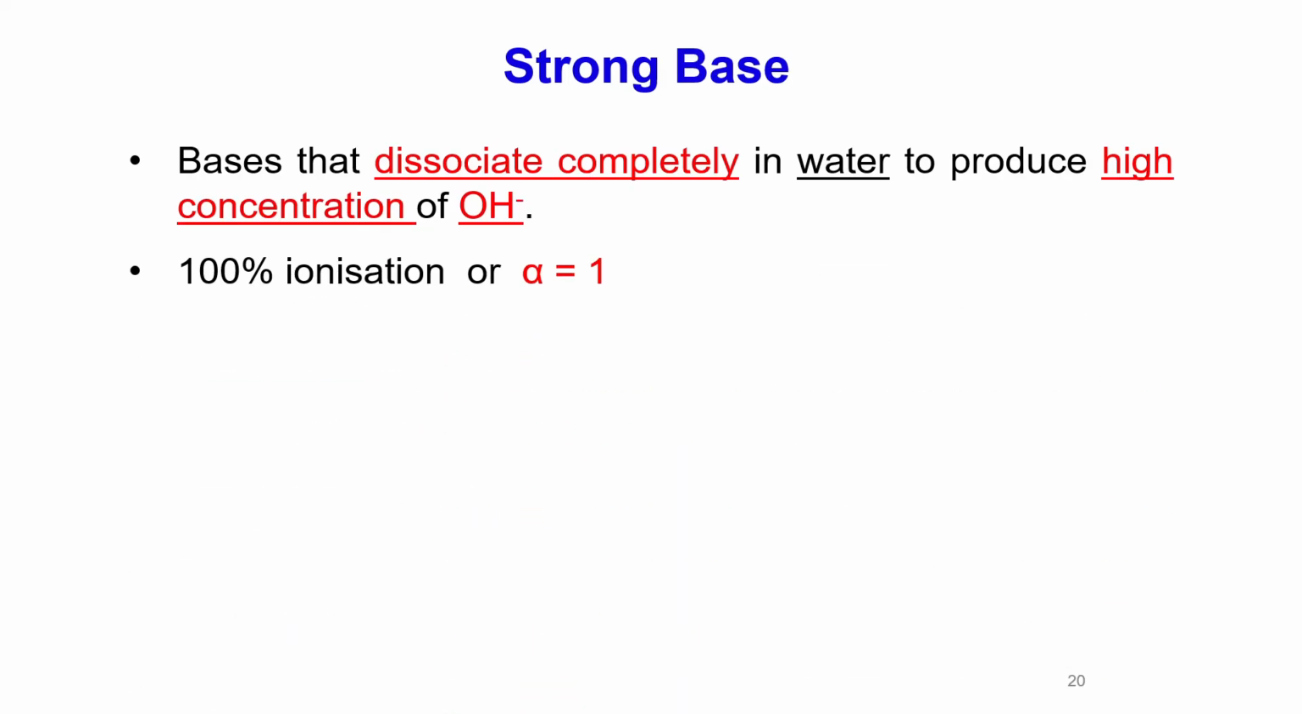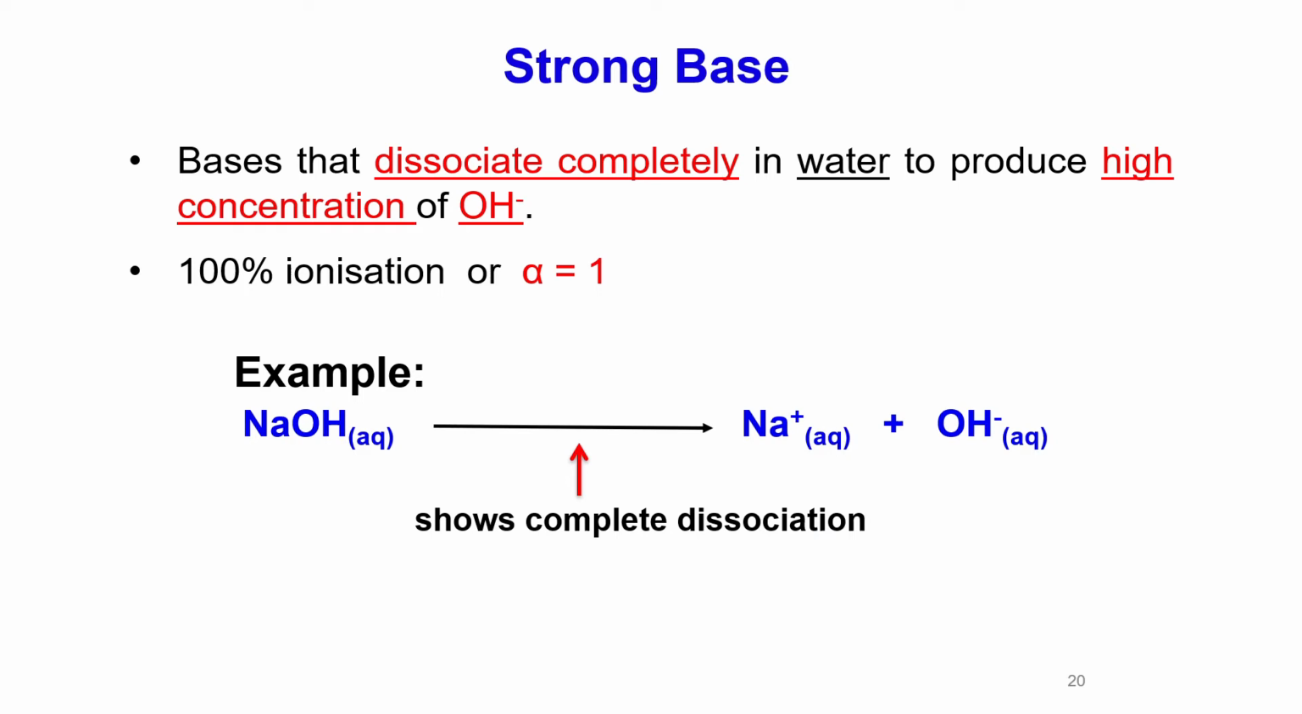Alright, so a strong base is a base that dissociates completely in water to produce a high concentration of OH minus. So it is 100% ionized, or alpha is equal to 1. So these are the examples. We have NaOH, okay, and then it dissociates 100% to produce Na plus and OH minus. So NaOH is a strong base.